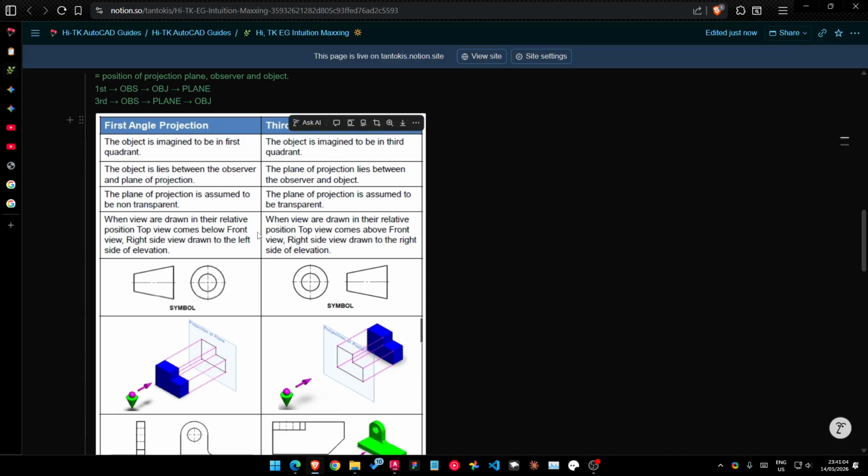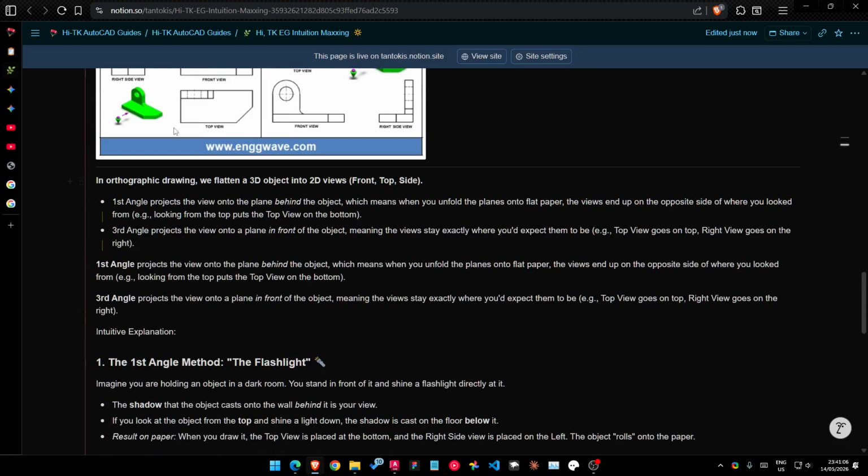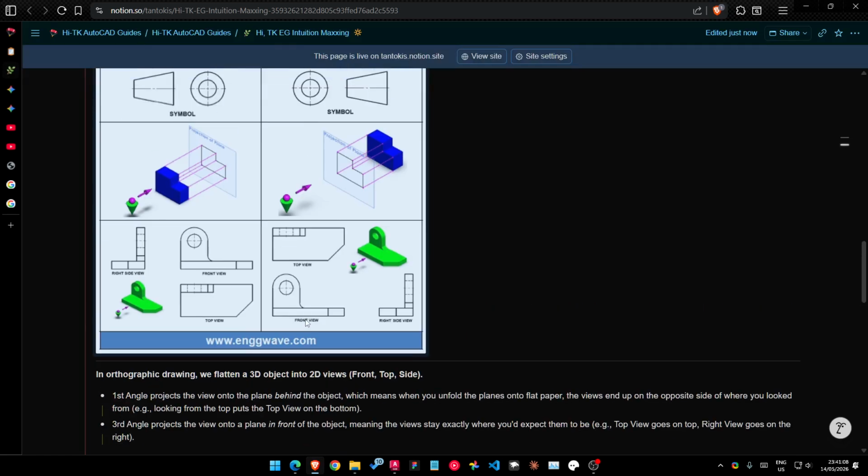So the main difference is that in third angle, the top view is drawn above and the front view is drawn below, and the right side view, instead of being on the right side, is on the left side. So this is what we have to keep in mind.